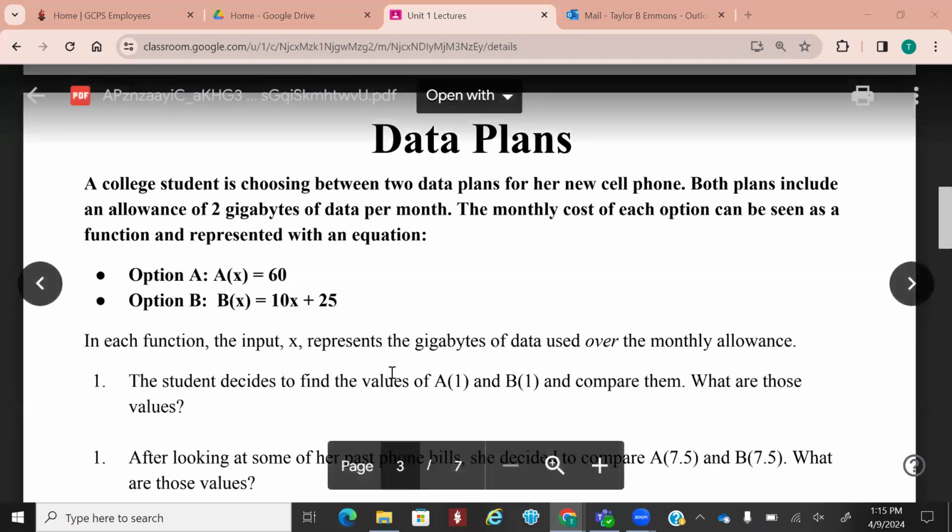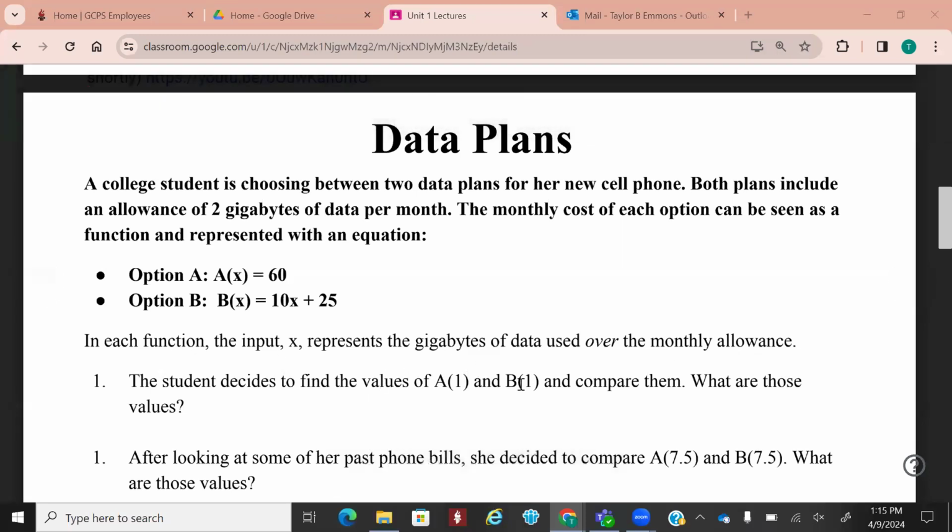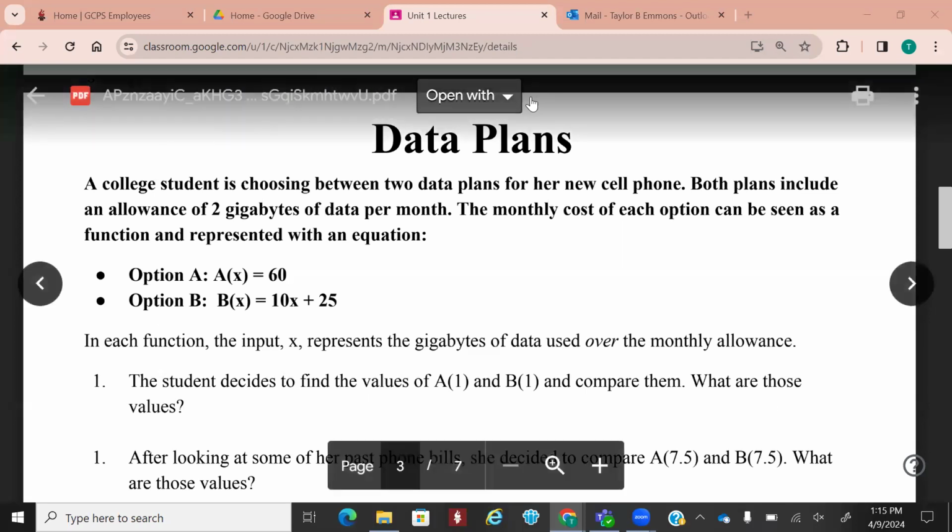The student decides to find the values of A of 1 and B of 1 and compare them. What are those values? If we ever have this, it is saying to take 1 and plug it into our equation. We're going to substitute it in anywhere that we see an X. In this first equation, we have A of X equals 60. There's no X on this right-hand side. So we're going to say that A of 1 is equal to 60.